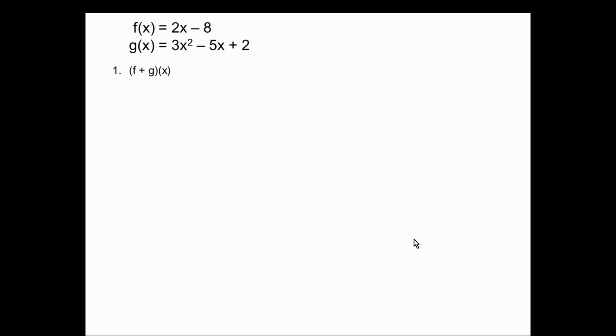Number one, okay, again, there are functions sitting for us. F plus g of x. Remember, this is f of x plus g of x. So I will have 2x minus 8 plus 3x squared minus 5x plus 2. If you recall, this was something we did way back in chapter R. We're going to combine similar terms. So I'll have 3x squared combining with nobody. So 2x plus negative 5x will be negative 3x. And negative 8 plus 2 will be negative 6. So I end up with 3x squared minus 3x minus 6. And again, don't factor it. We're not factoring.